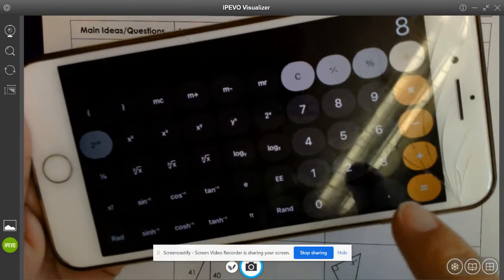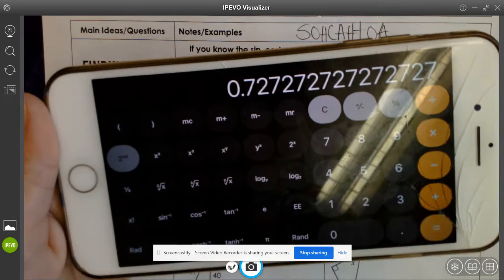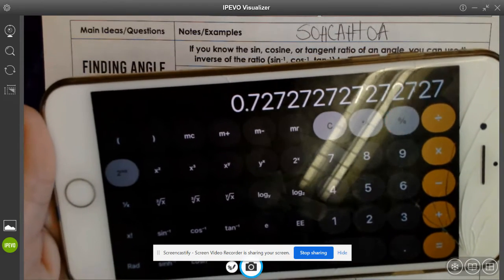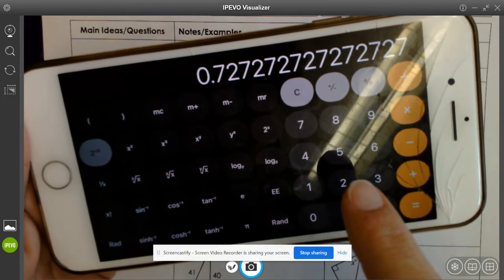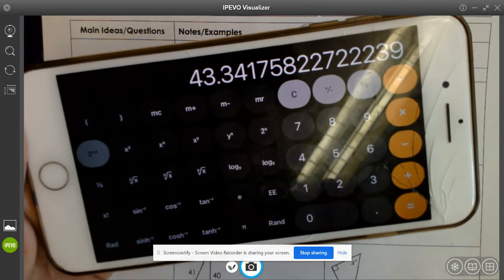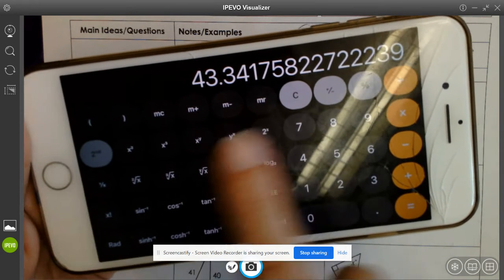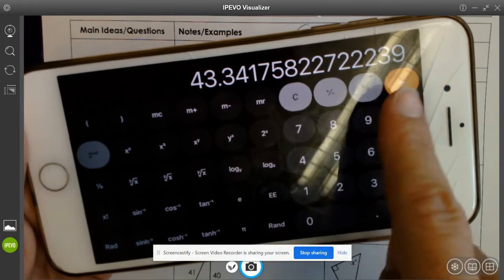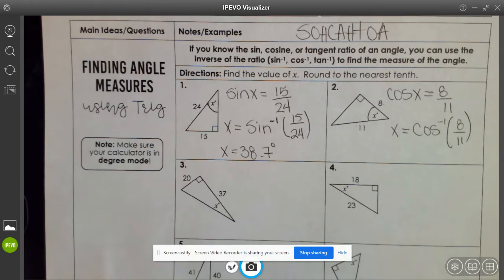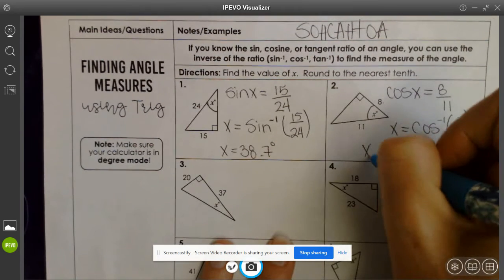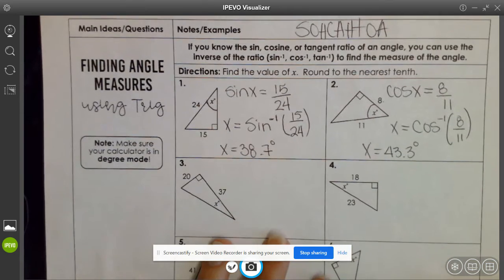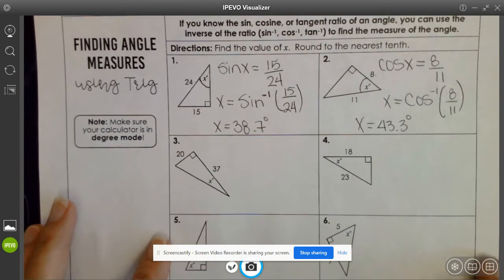8 divided by 11 equals 0.72, and then you press the second function, make sure it's highlighted if you're using an iPhone, and then cosine inverse. You don't press the equal sign. That's where it gets you to 43, yeah, it smashed my phone. Check it out. 43.3. That was yesterday. 43.3 degrees.